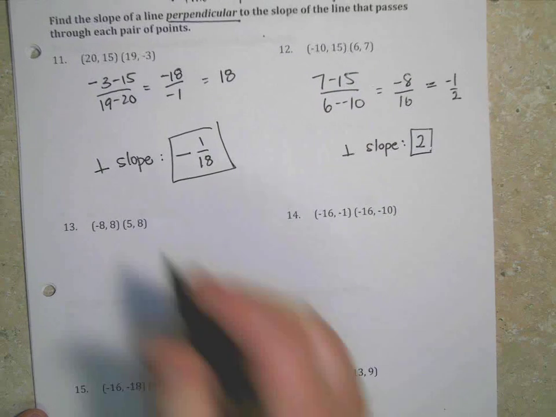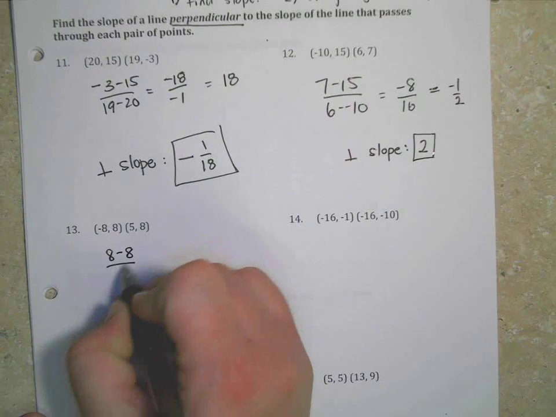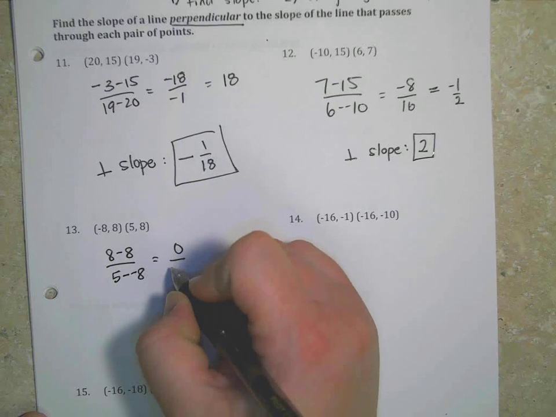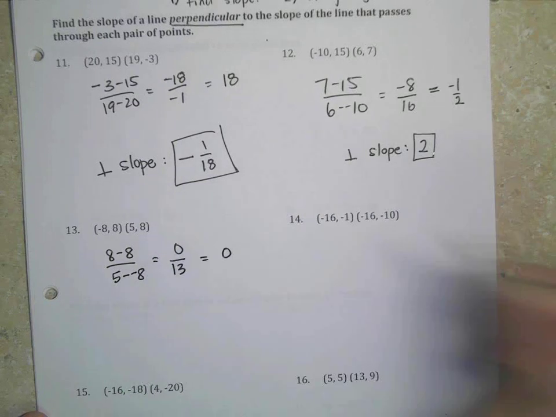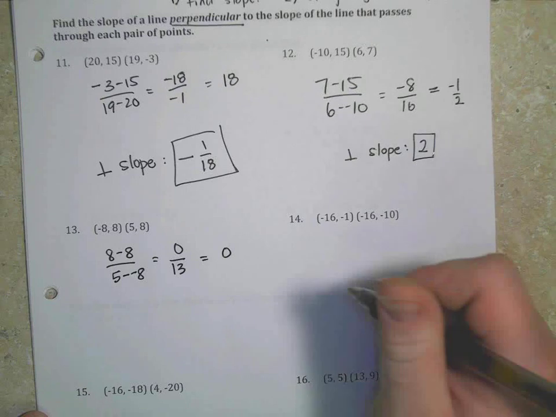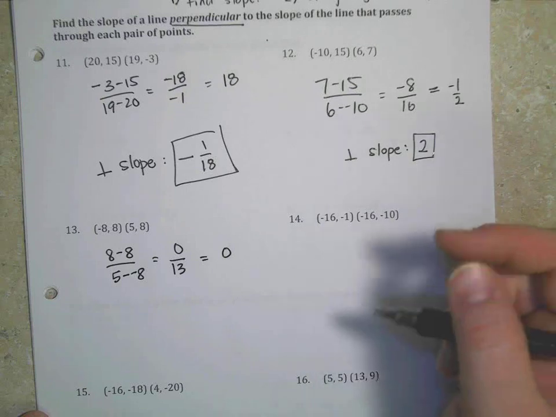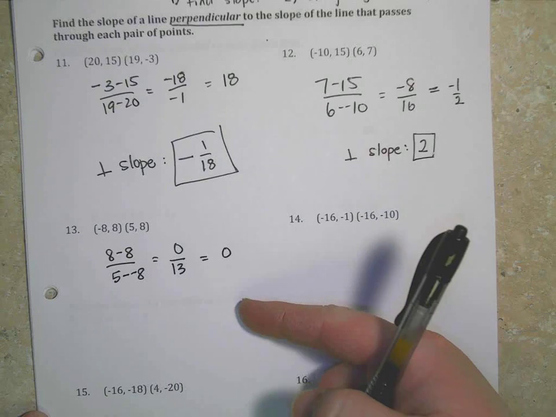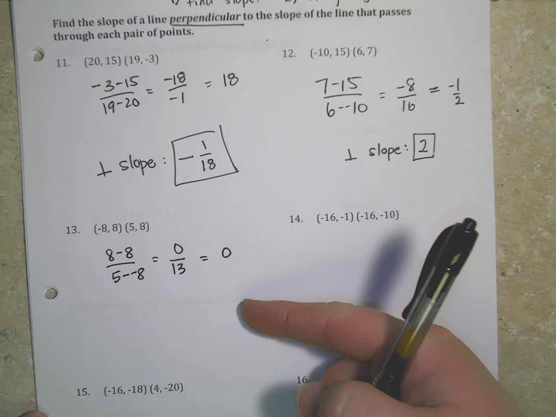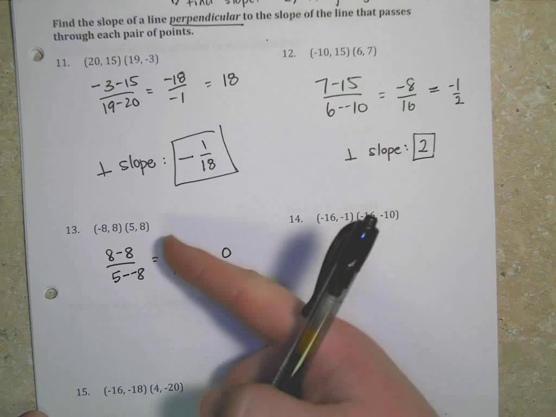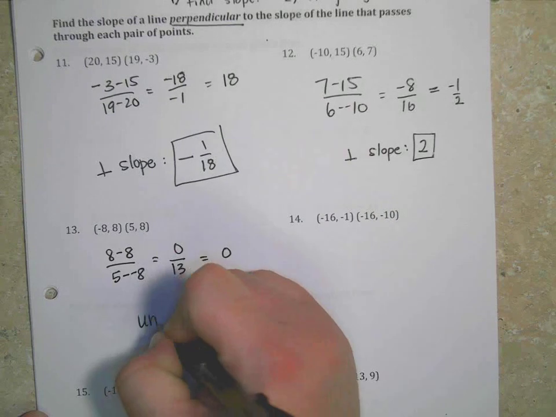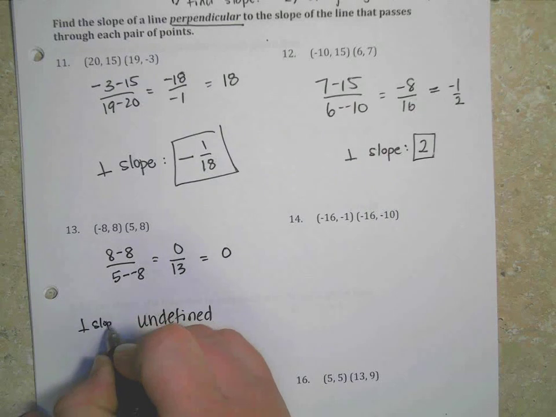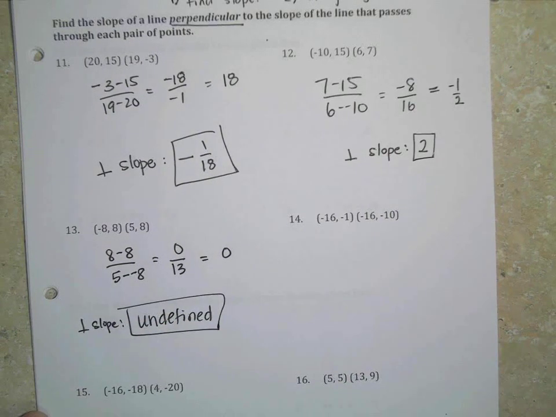Okay, example 13, 8 minus 8 over 5 minus negative 8. So that gives us 0 over 13, which is 0. And when you have a 0 slope, that means that it's a horizontal line. So that means the line that's perpendicular to it is vertical. Or if I flip it over, I'd have 0 in the denominator. So this is undefined when we get the perpendicular slope. So that one's a little bit tricky.